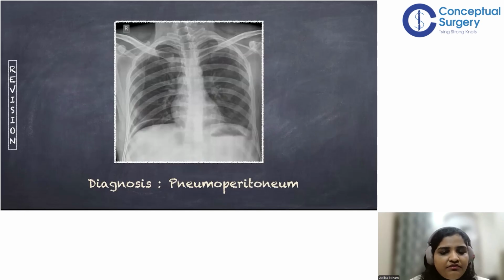This is free air under the diaphragm. So on the right-hand side, the air under the diaphragm is free, whereas on the left side, the air that is seen is the fundal gas shadow, which is a normal finding in an X-ray. However, this free air under the diaphragm is the abnormal finding.